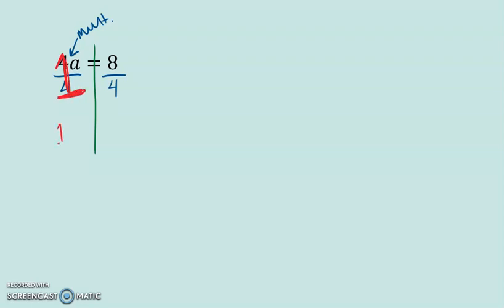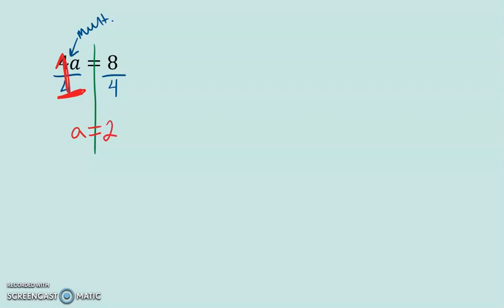And if you wanted to, you could leave it as 1a, and it's not wrong because it's 1 times a, which we know is a. But in reality, you're not really going to see 1a written anywhere. We just don't do it. It's not necessary. Bring down that equal sign, and I have 8 divided by 4, which is 2.